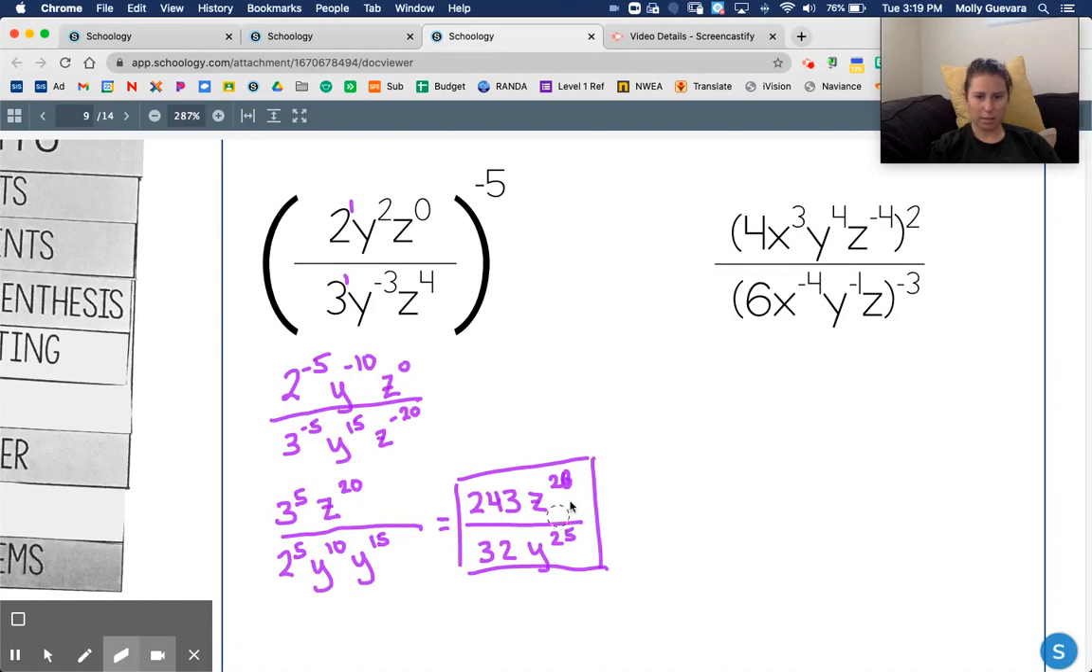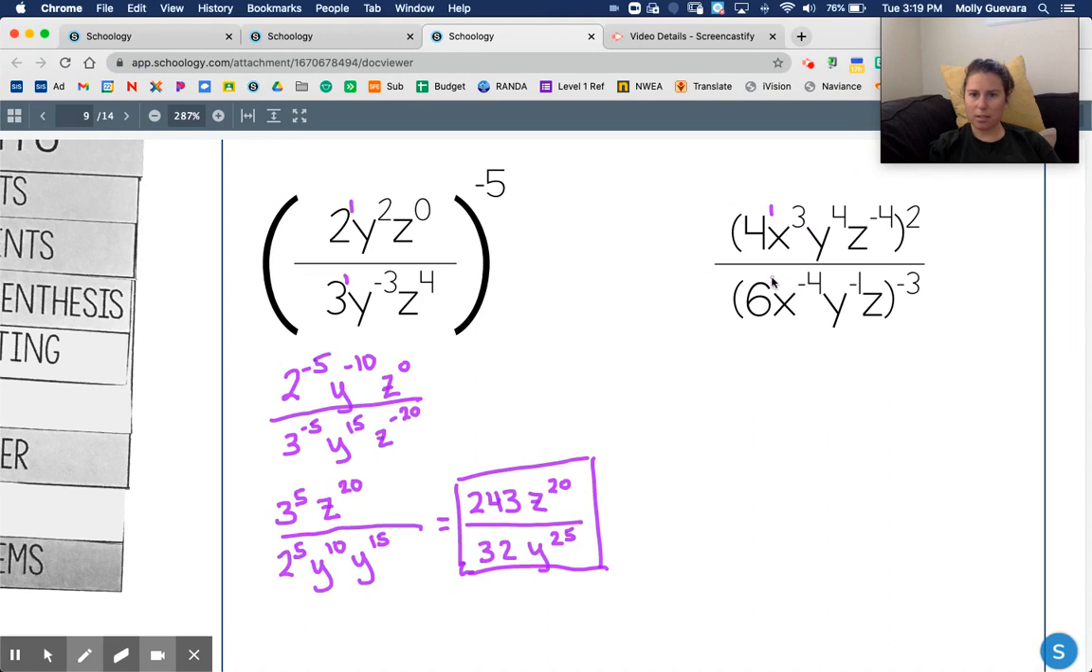And I don't like this. It doesn't really look like a 20. So let me fix that. Sorry. There's my answer. If you simplify the inside first and then distribute the -5, you'll get the exact same answer. So that's cool.